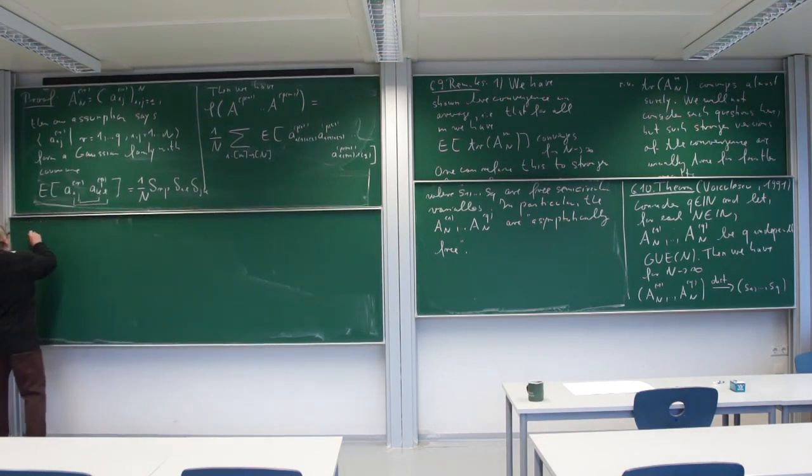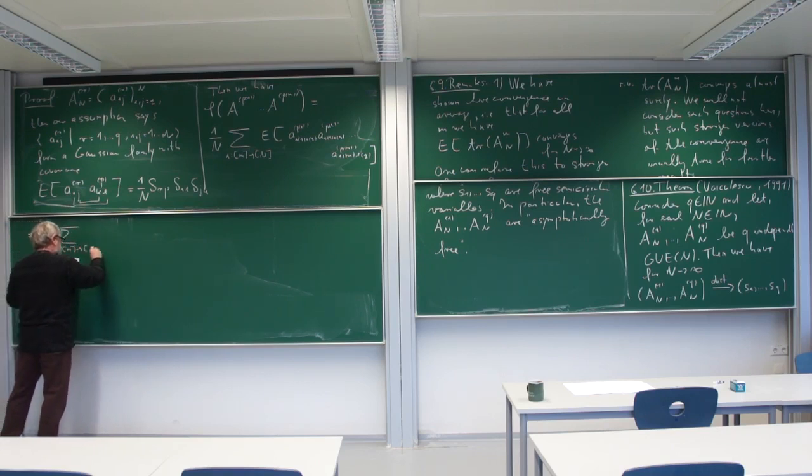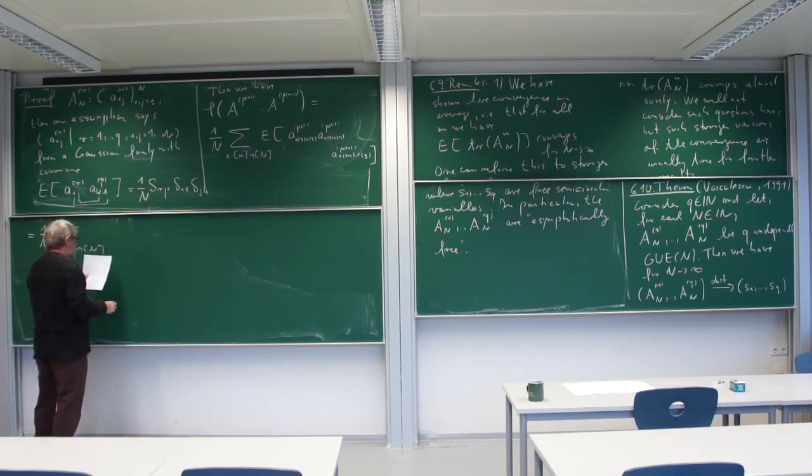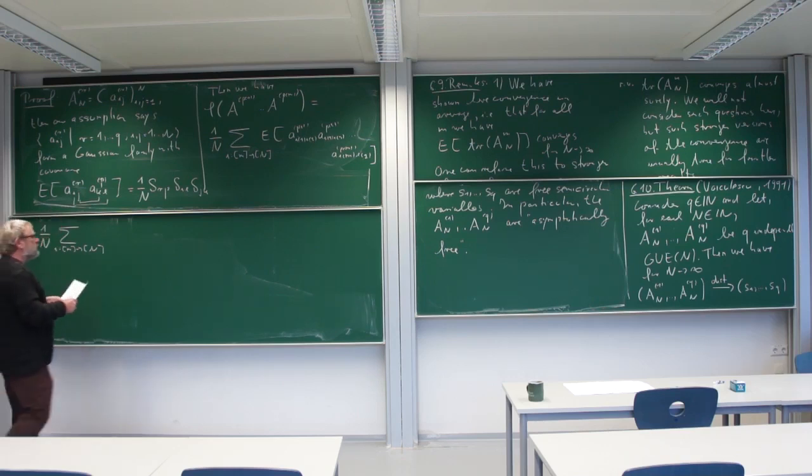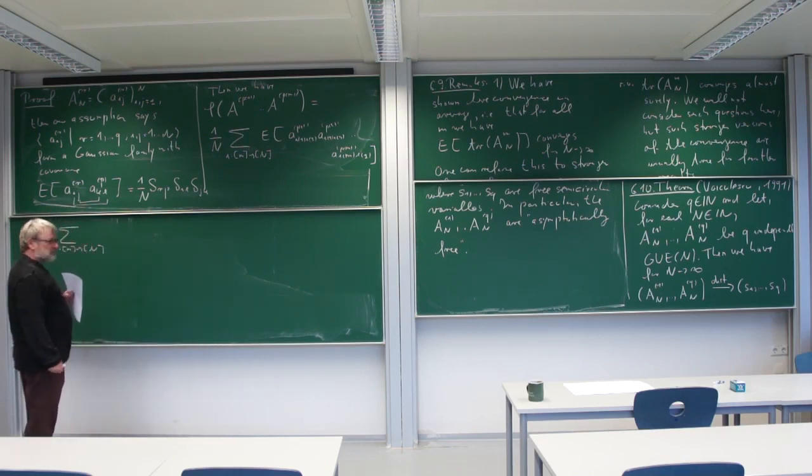So here I have this 1 over n. Then I have the sum over I indices. And now for each fixed I1, I2 and so on, I have here a moment, the nth moment in these A's, and I use the Wick formula. The Wick formula tells me for such a moment I should sum over all pairings of M. Of course M should be even, otherwise this is 0 anyhow.